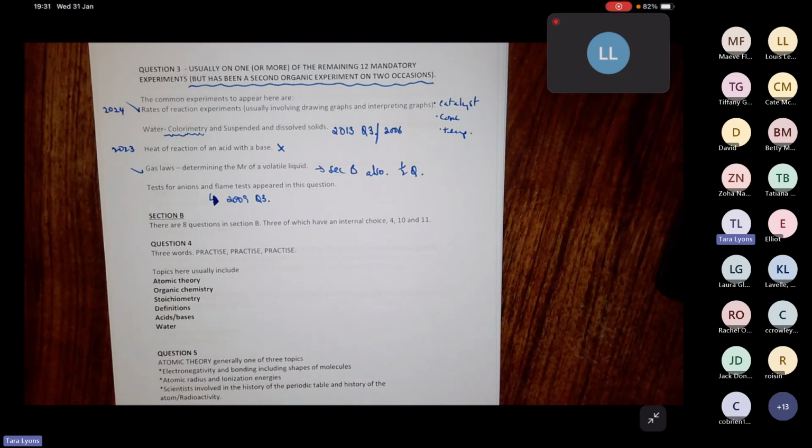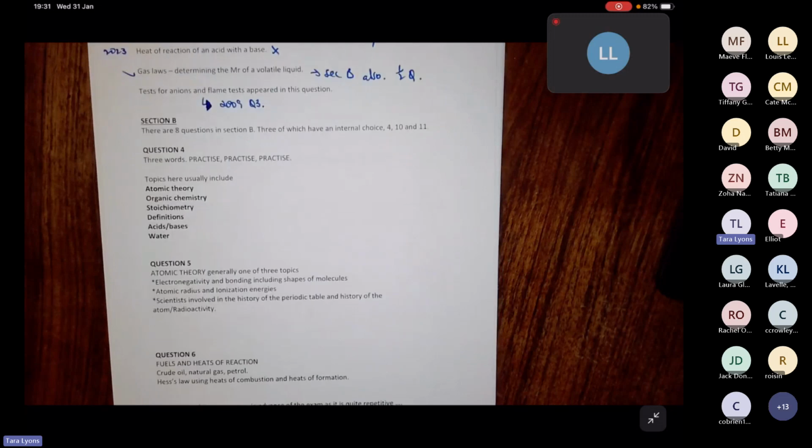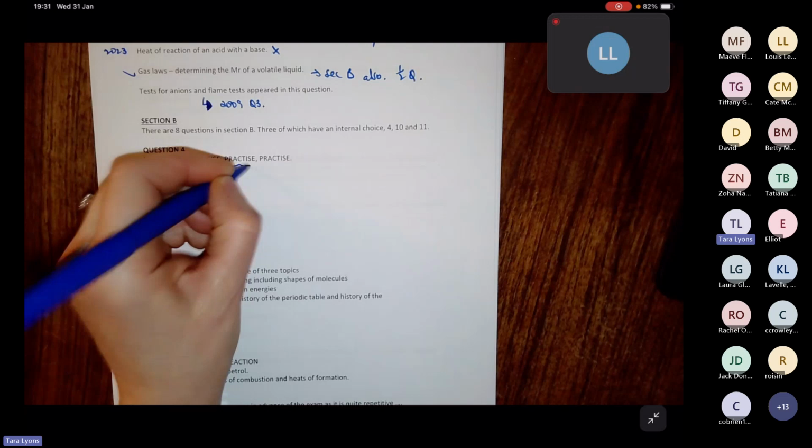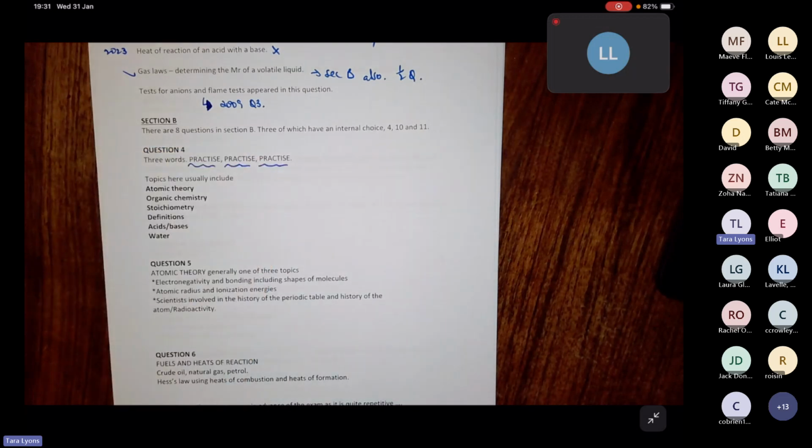Now, in section B, there are 8 questions, and if you want to do question 4, I have 3 words for you: practice, practice, practice. The only way you do well in question 4 is practicing. People think question 4 is the short questions, so they're going to be easy. That is not the case. If you read the Chief Examiner's report about question 4, it is not the best answered question on the paper, purely because people don't practice it.